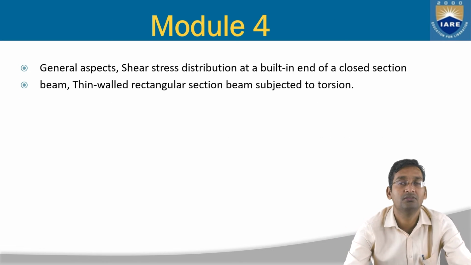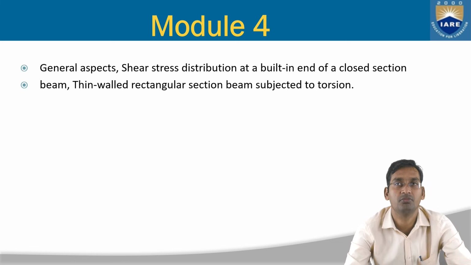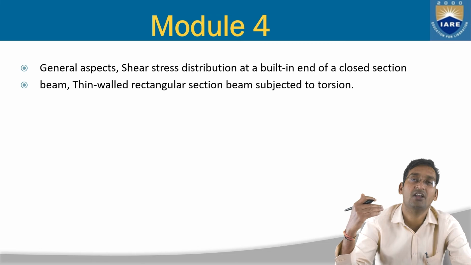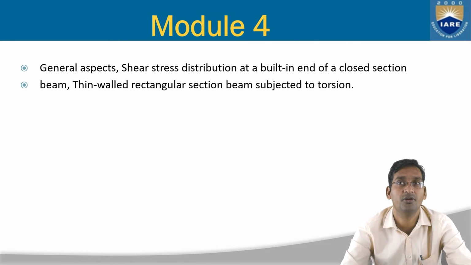In module 4, the general aspects of the beam, right? Shear stress distribution at a built-in end of a closed section beam, and a thin walled rectangular section beam subjected to torsion. So here we will see the closed section beam and the built-in end, meaning where, say, a building strut is there. So in that strut, if it is vertical, then it is a column, right? So over there, how the stress distribution will be there, right?